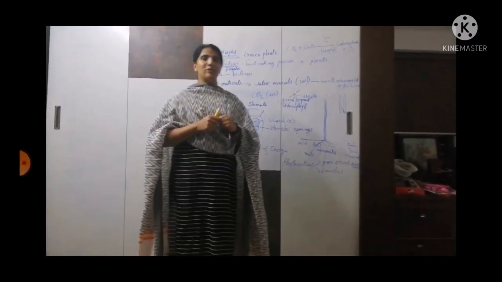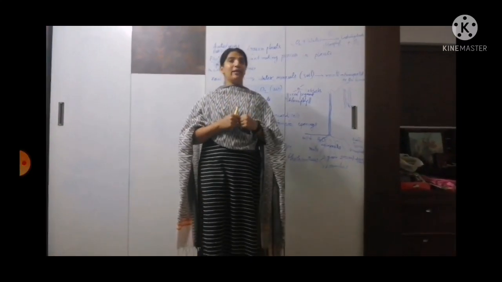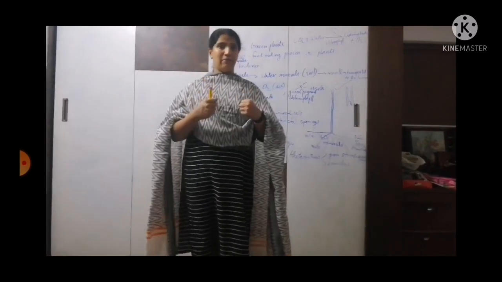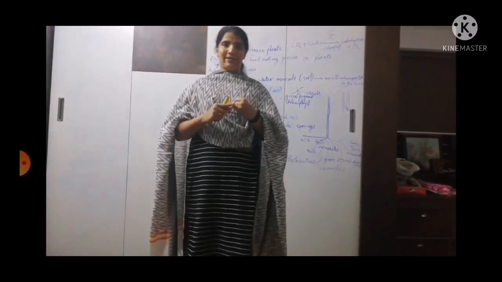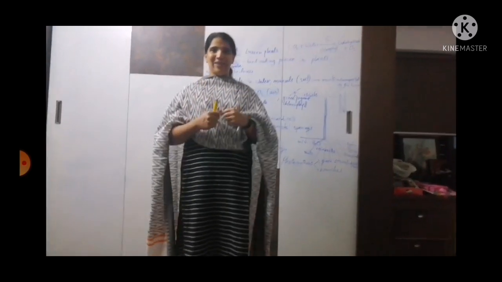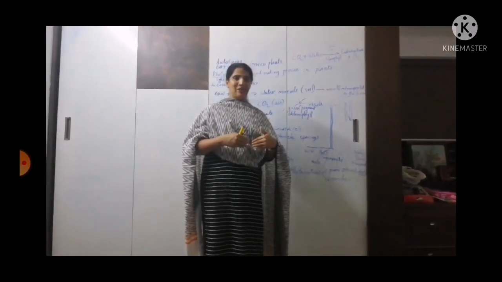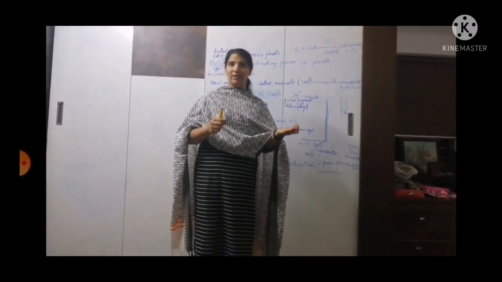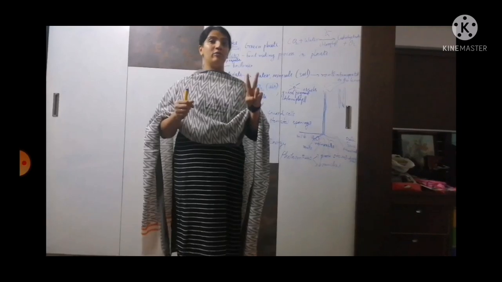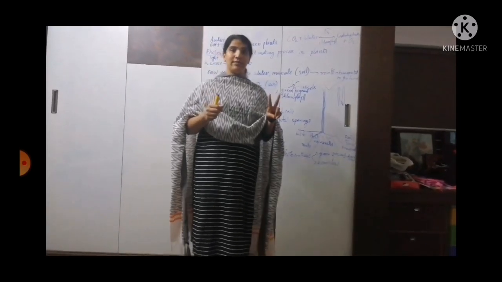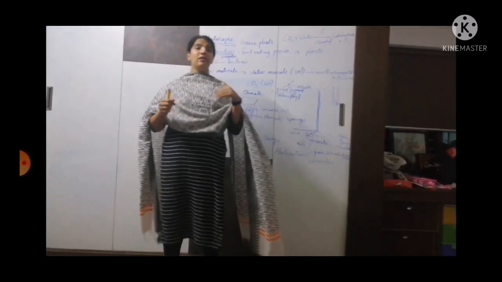Children, today we are going to study the food making process in green plants, that is called photosynthesis. So listen very carefully, let us go to the class. Okay, it is about nutrition. Nutrition is divided into two types, that is autotrophic nutrition and heterotrophic nutrition.